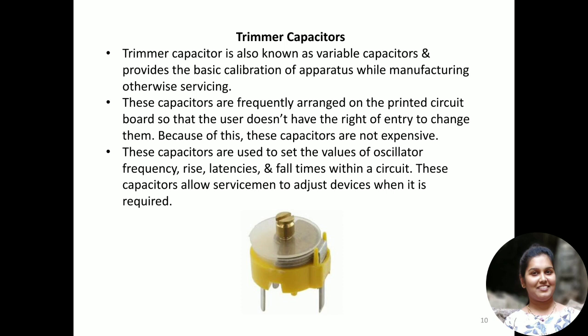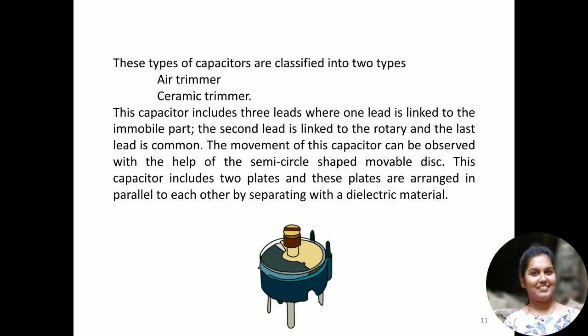These types of capacitors are classified into two types. That is, trimmer capacitors are of two types depending upon the dielectric material: air trimmers and ceramic trimmers. This kind of capacitor includes three leads, as you can see on the screen, where one lead is linked to the immobile part, the second lead is linked to the rotary part, and the last lead is left common.